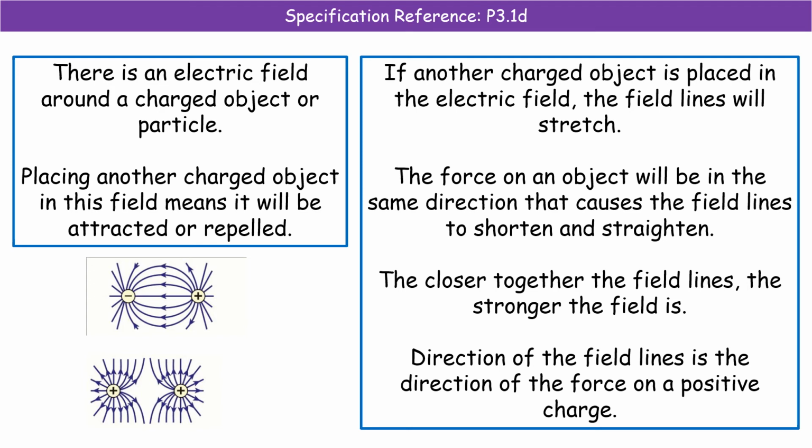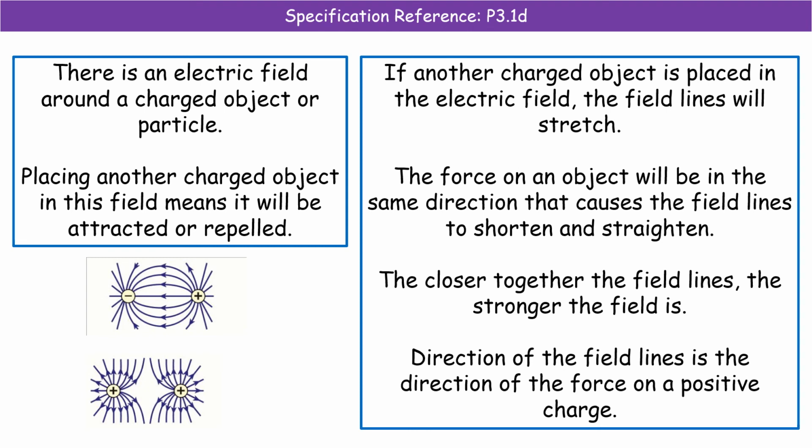The reason for that is that if we place a charged object in the electrical field of another, we're going to lead to that stretching of the field lines. Now, when we've done that, we end up with a force being exerted on the object that's going to be in the same direction that causes those field lines to shorten and straighten. And this is going to be quite an important point when we come to look at some other interactions later on.